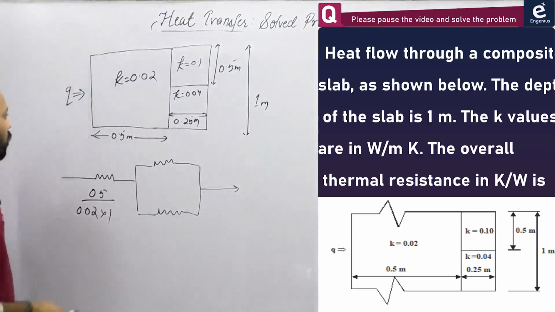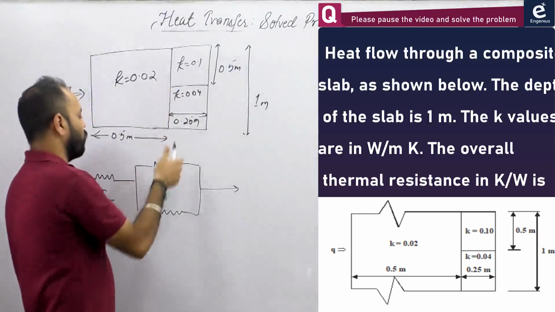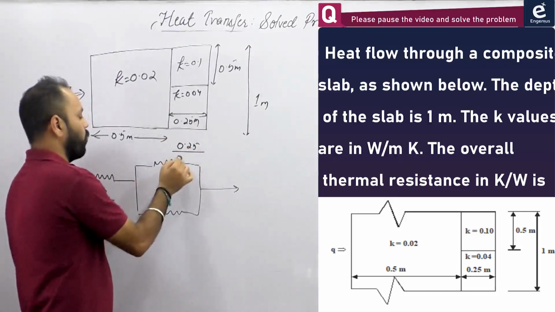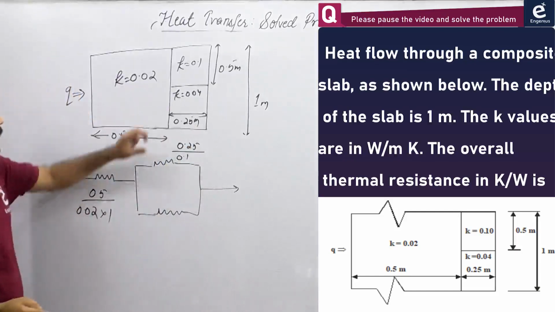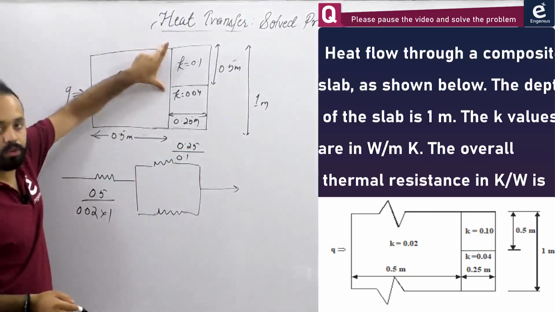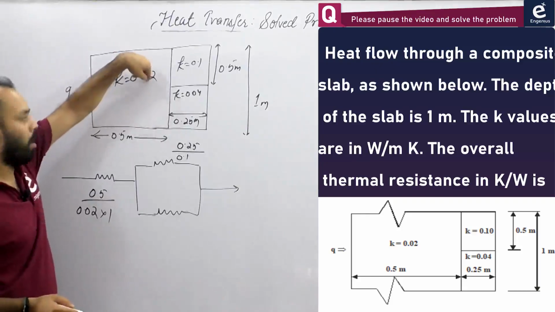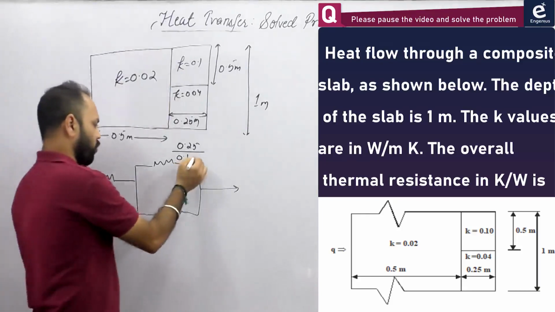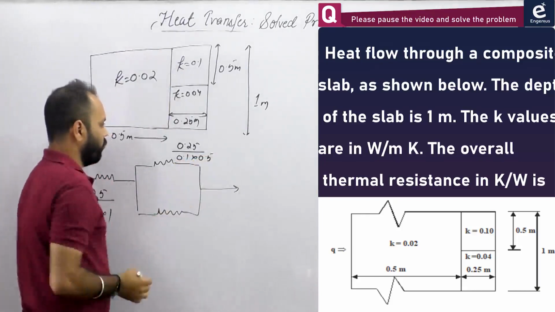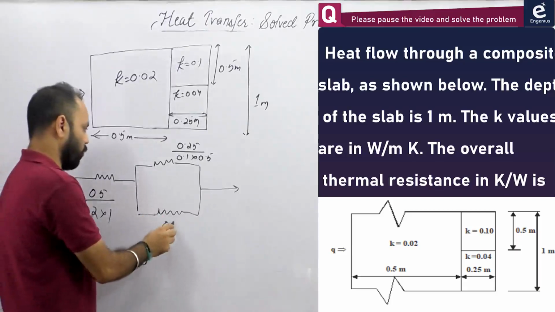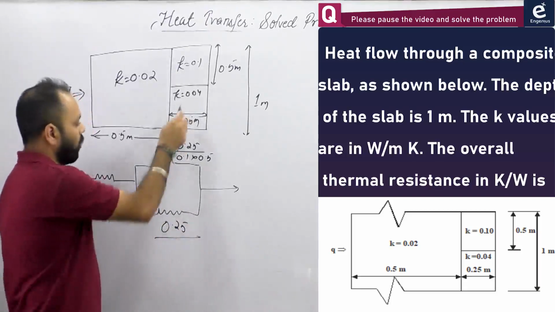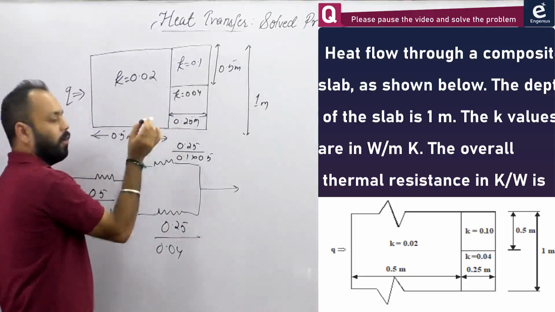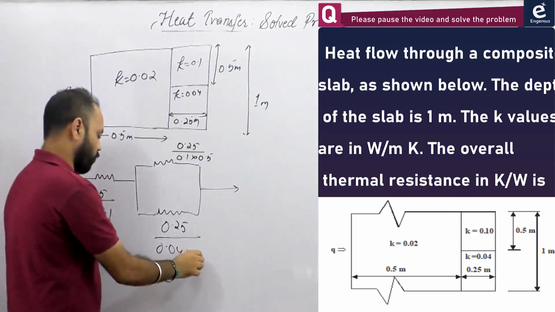This is one resistance. If you talk about this resistance, the length is 0.25, so 0.25 divided by K, which is 0.1. Now what is the area? Don't take the complete area, only this much area is required. So depth is 1 and this height is 0.5, so the area is 1 into 0.5, that is 0.5. For this resistance, the length is 0.25, K value is 0.04, and area is again 0.5 with depth 1, so that is 0.5.